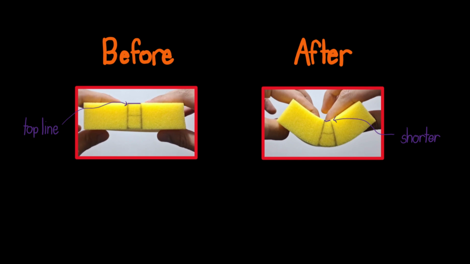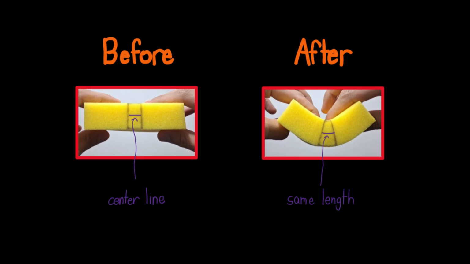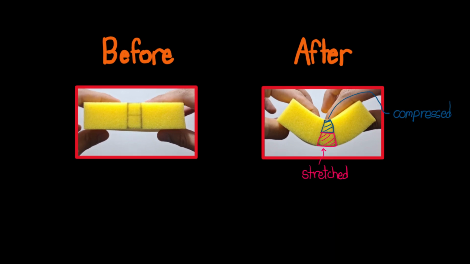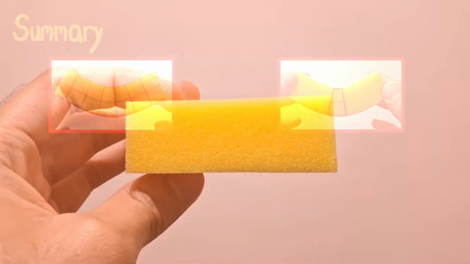We can observe that the top line got shorter while the bottom line got longer. The center line, however, became curved, but its length did not change, or at least the change was extremely small. In short, the portion above the center line is compressed, while the portion below the center line is stretched. Also, we take note that the sponge has a symmetrical cross section.